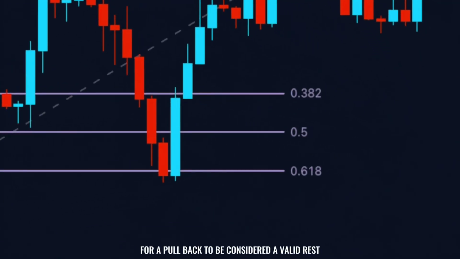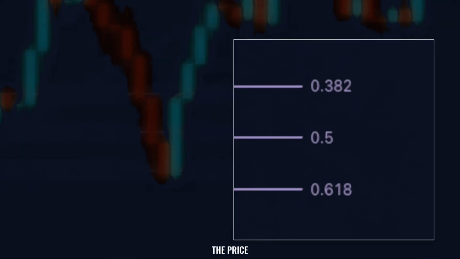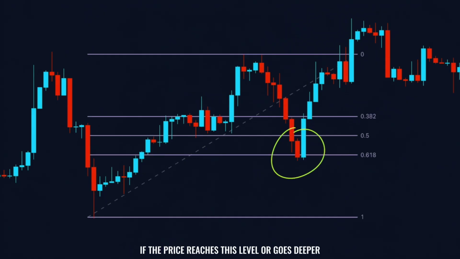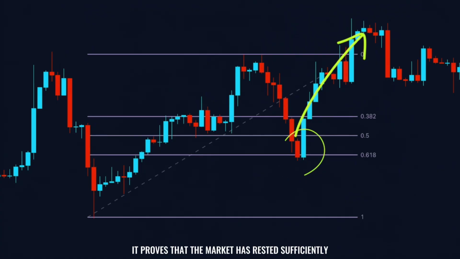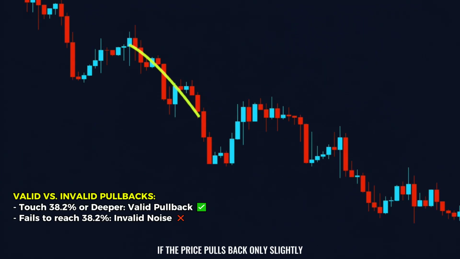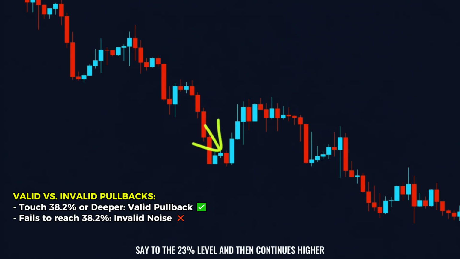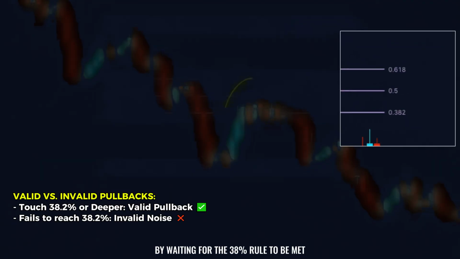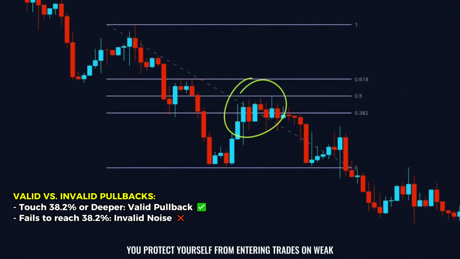For a pullback to be considered a valid rest, the price must drop down and touch at least the 38.2% level. If the price reaches this level or goes deeper, it proves that the market has rested sufficiently, validating the structure. However, if the price pulls back only slightly, say to the 23% level, and then continues higher, we do not count that as a valid pullback. It is just internal noise. By waiting for the 38% rule to be met, you protect yourself from entering trades on weak, shallow pullbacks.